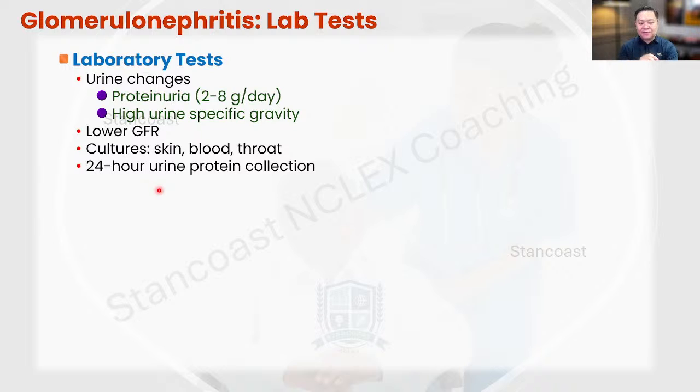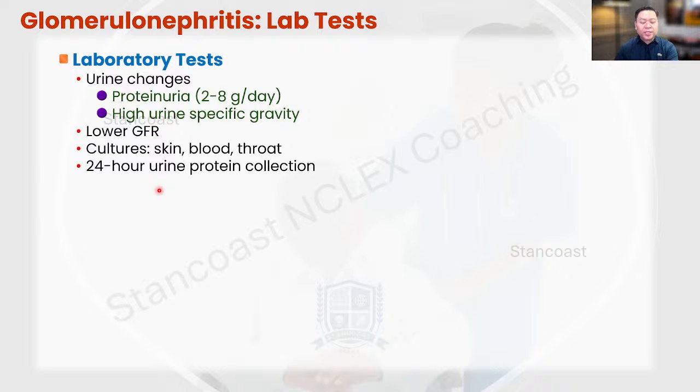So you're definitely going to put a label on the container showing the start time and the stop time. And then immediately you're going to send that to the lab with, of course, the correct identifiers: the patient's name, your initials, and also the laboratory slip. So that is how we're going to do the 24-hour urine collection.